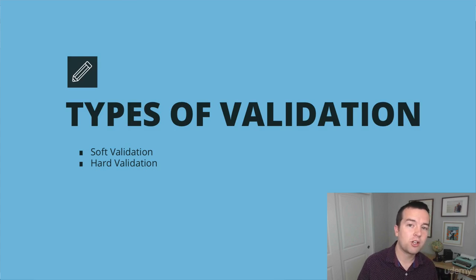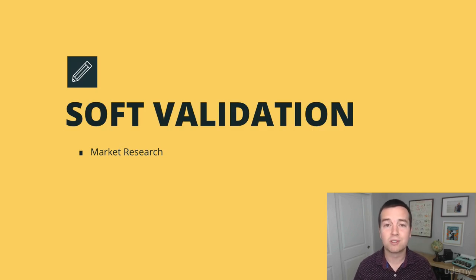First, you have soft validation, which is what you can do right now without an audience, literally as I teach you how to do it. The second is hard validation, and I'll talk about that coming right up. But first, let's talk about soft validation, which basically means doing just a little bit of market research yourself. I like using tools like Google, Facebook, and YouTube to see if a topic is popular.